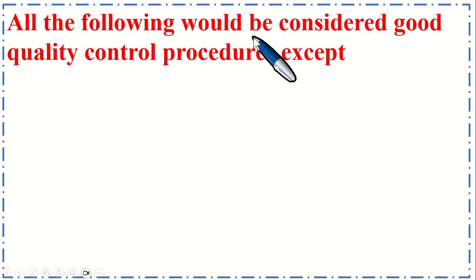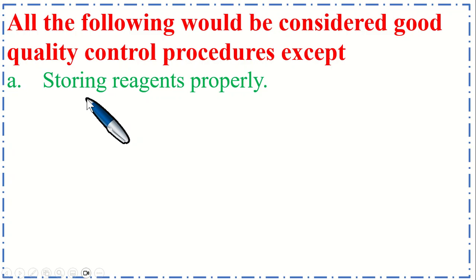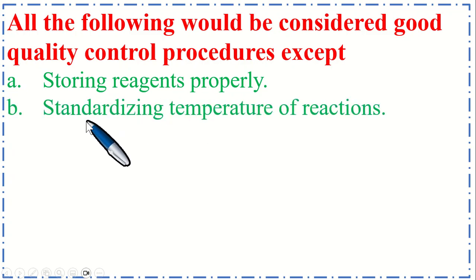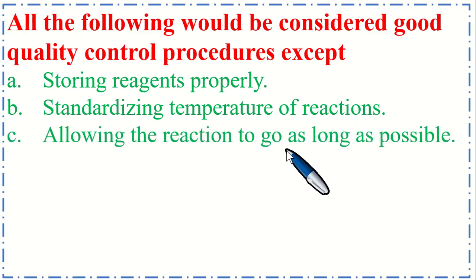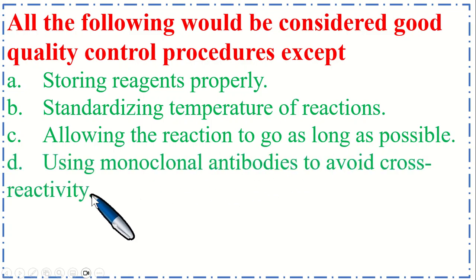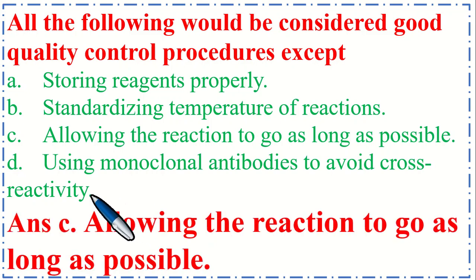All of the following would be considered good quality control procedures except: option A, storing reagents properly. B, standardizing temperature of reactions. C, allowing the reaction to go as long as possible. And option D, using monoclonal antibodies to avoid cross reactivity. So the correct option is C, allowing the reaction to go as long as possible.